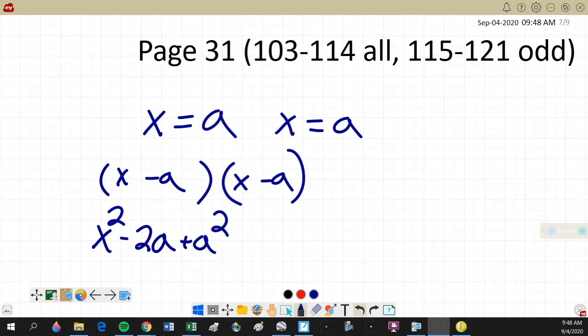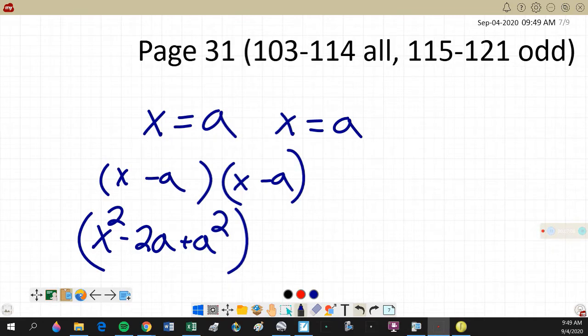It says alternate answers are possible because you could multiply this by anything, by any real number, and you would still have a quadratic that has a duplicate root of a. So you could times it by 5 or 9.2 or divide it by 100.